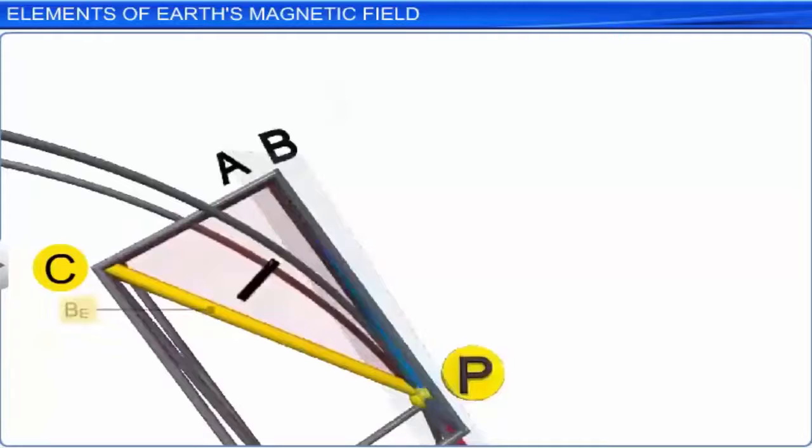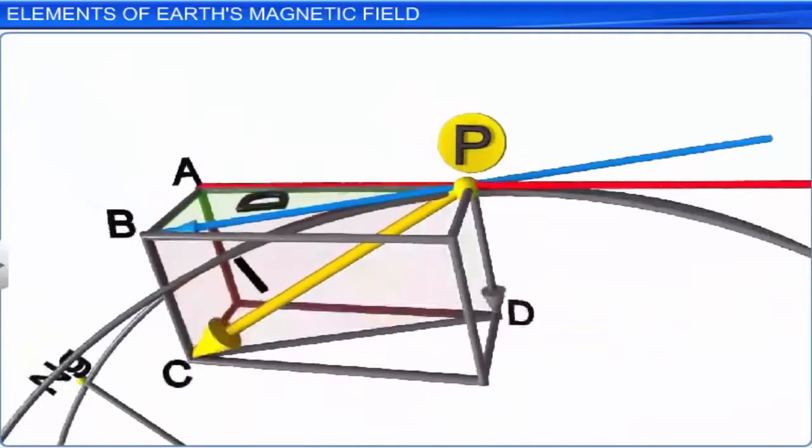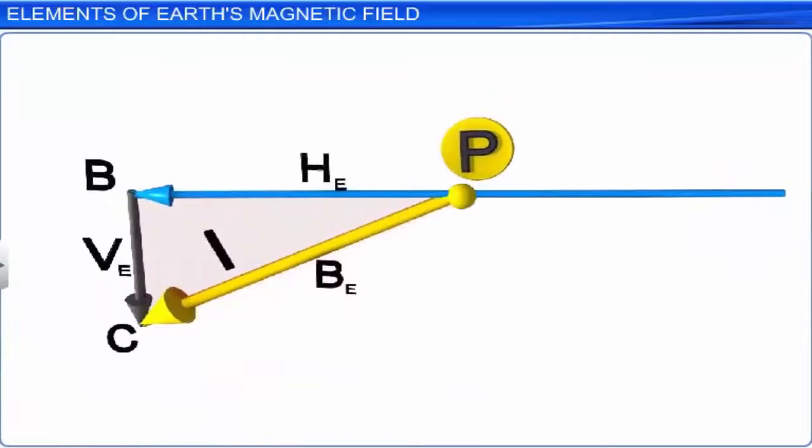Drawing this three-dimensional diagram is a cumbersome process. Instead, we can draw a two-dimensional view of the essential elements to determine the Earth's total magnetic field. Take only the plane represented by PBCD in the three-dimensional view and draw a two-dimensional view of triangle PBC. Draw a horizontal line PB with the arrowhead at B.